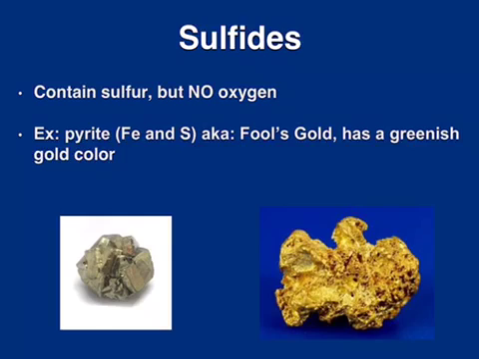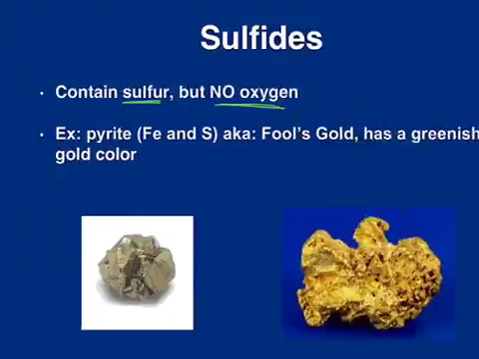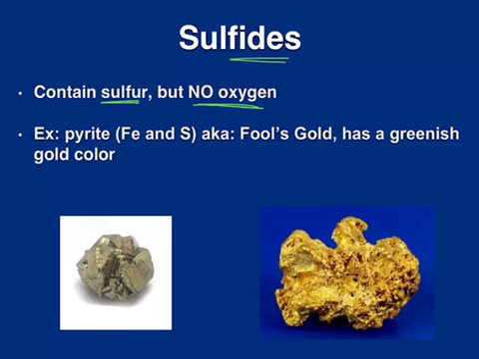Our last group of minerals is the sulfides. They contain sulfur but no oxygen. So this is the difference between the sulfates and the sulfides. Sulfides, no oxygen. So the most common example of a sulfide is called pyrite, better known as fool's gold, and it has a greenish gold color to it.